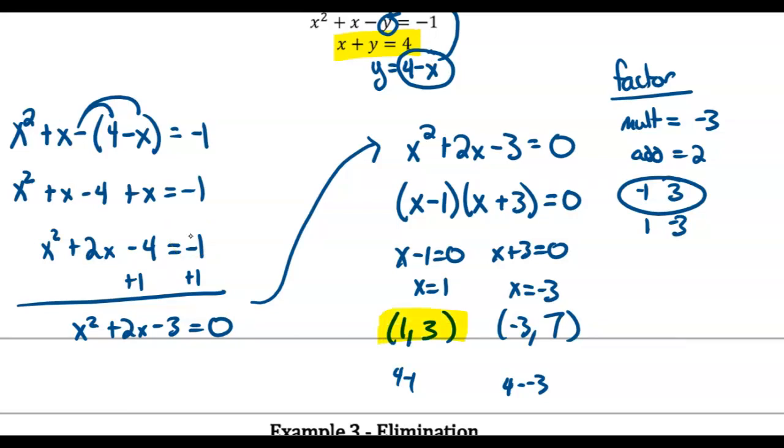And so these 2 points right here, (1, 3) and (-3, 7), are the 2 points that are solutions. If you had graphed them, these would be the 2 intersection points.